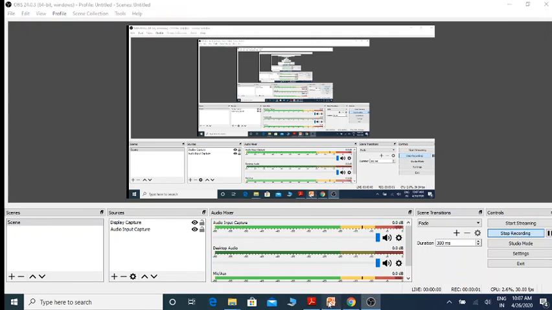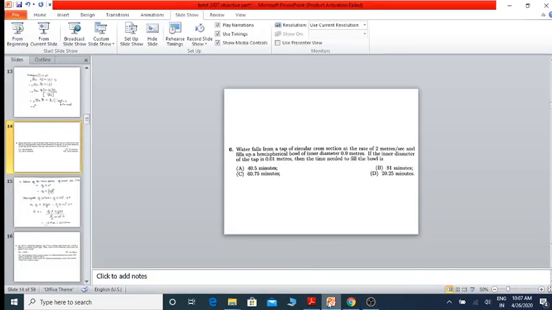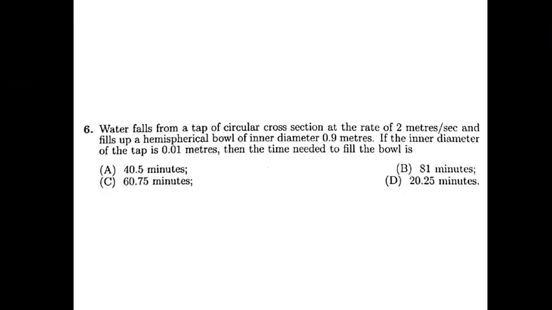So hello guys, continuing with the series of the Bachelor of Statistics 2007 objective paper. We have completed question number 1 to 5. Now we'll be doing from question number 6 to 10.